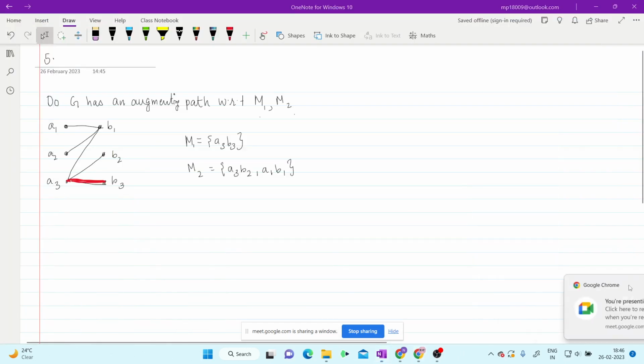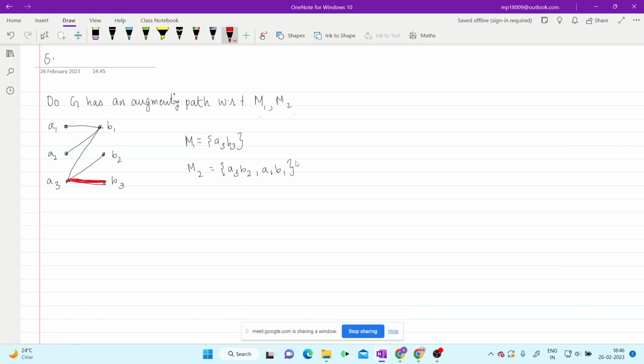Okay, this is just recalling. So A3 B3 is a matching. Now you want to see if G has an augmenting path with respect to this matching. I'm saying that yes, it does. Yes, so what is the augmenting path?